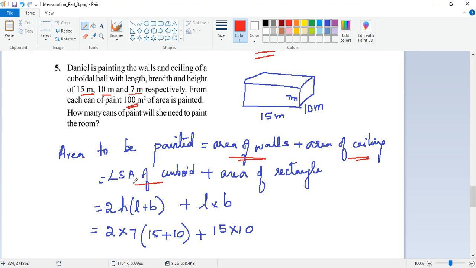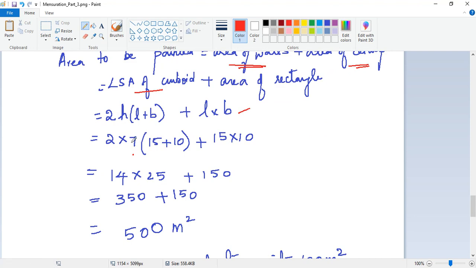So here lateral surface area of the cuboid, you have a formula 2H(L plus B), and the area of a rectangle, which is the ceiling, see this one, this is what I am supposed to paint, right? That's going to be L and B, so L into B. Okay, so now I have to use H is 7, L is 15, B is 10. So use the formula. Okay, so you substitute it into this and you get 14 into 25 plus 150, and you get 350 plus 150, 500 meters square. This much he has to paint.